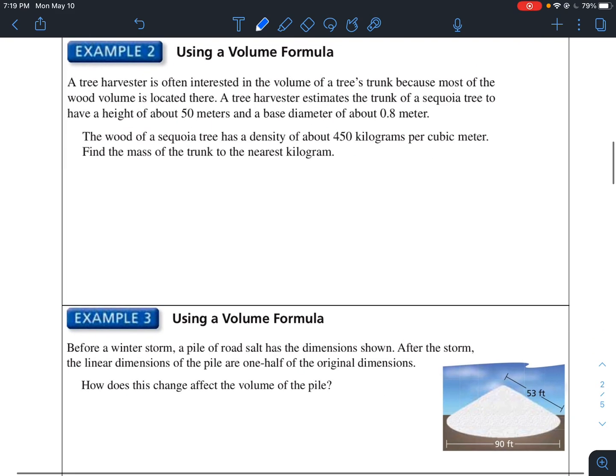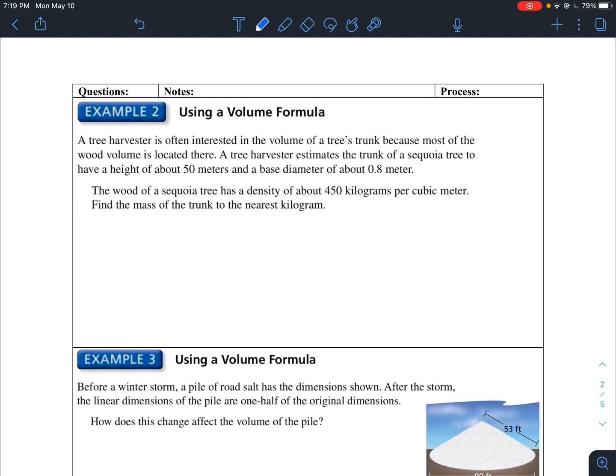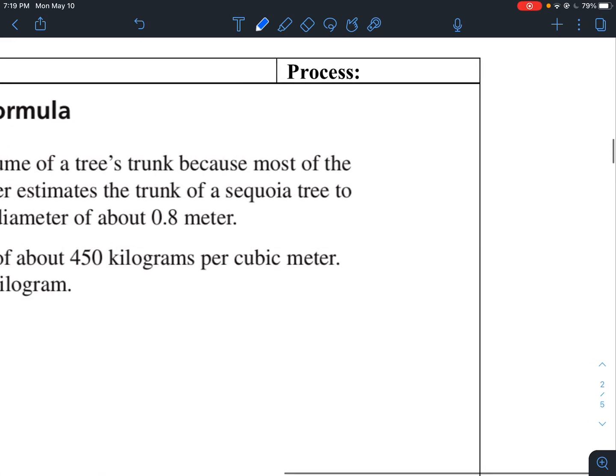Alright, let's do 2 more of these problems. So in here it says a tree harvester is often interested in the volume of a tree's trunk because most of the wood volume is located there. A tree harvester estimates the trunk of a sequoia tree to have a height of 50 meters and a base diameter of 0.8.